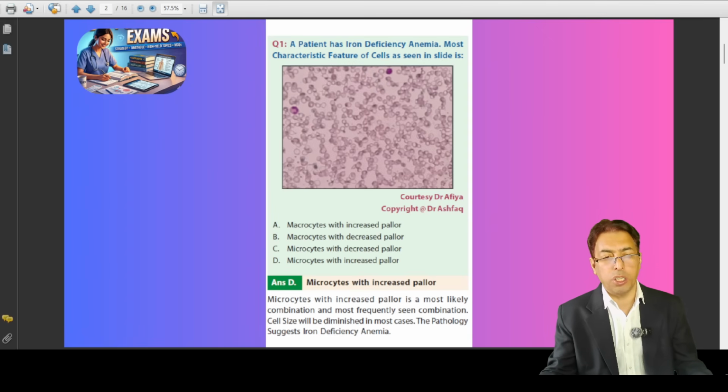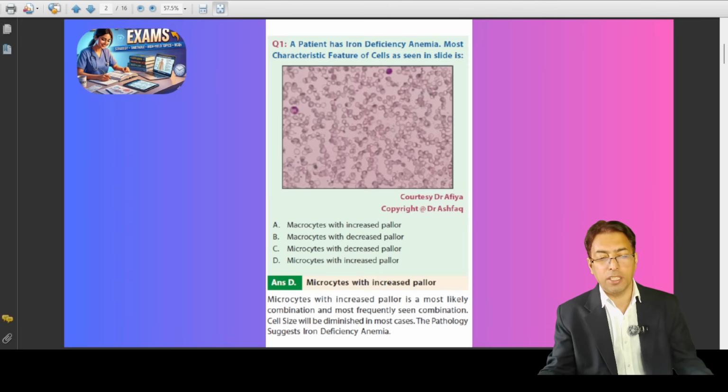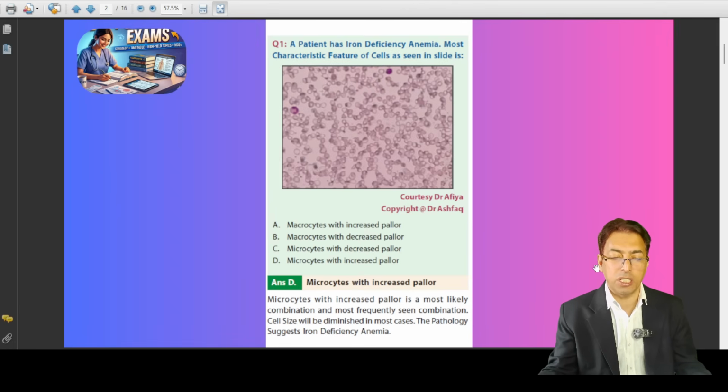Now, it is very important to concentrate. Once I put this question to my students, many of them got it wrong because of a minor mistake in concentration. So the options are: macrocytes with increased pallor, macrocytes with decreased pallor, microcytes with decreased pallor, and microcytes with increased pallor. And you will see that it is basically microcytes with increased pallor. Pallor is increased, pallor is not decreased, as many of the examination students who answered this question got it wrong. So it is a microcytic hypochromic anemia. That means microcytes with increased pallor, not decreased pallor.